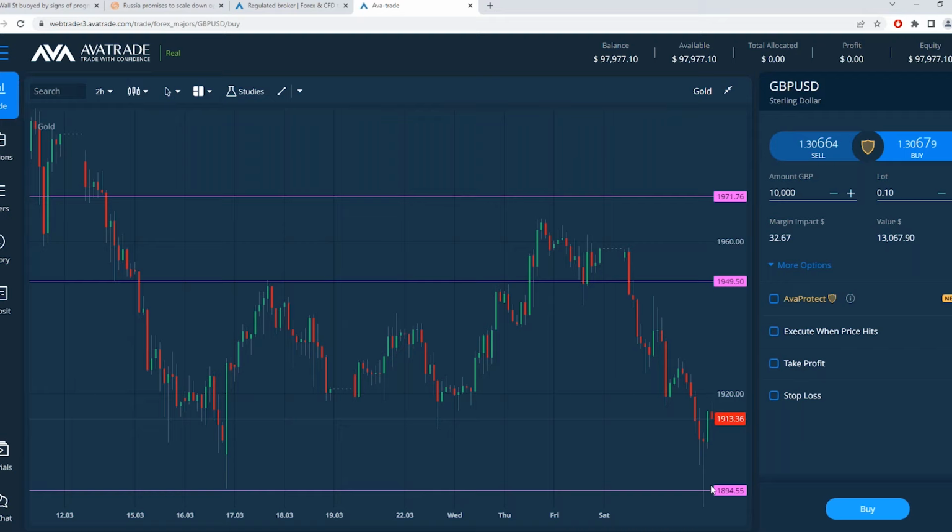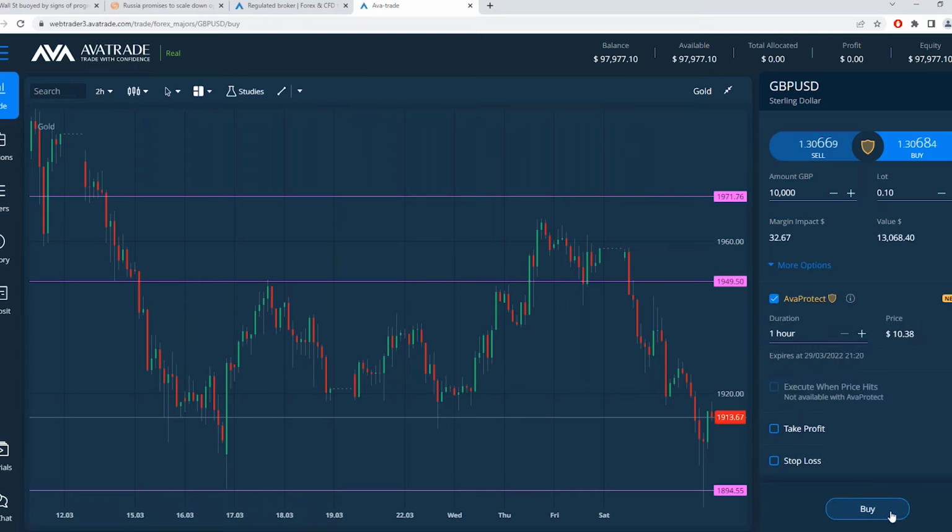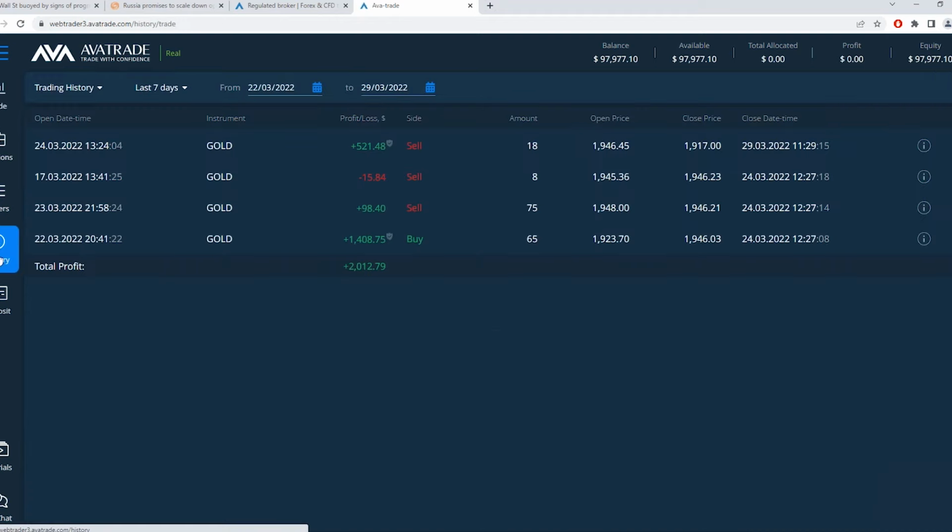So guess what? We have special risk management where you don't have to use a stop loss if you don't want to. You could start out with AvaProtect. Protect it by the hour, by the day. And by the way, let me show you before we do this. We'll go to the history. This was a trade we used on the 22nd. That was 1 week ago.